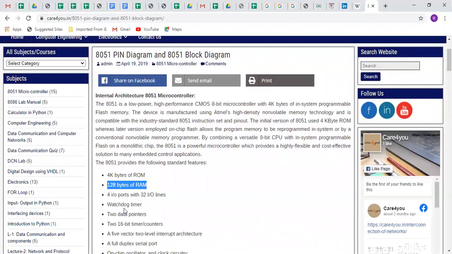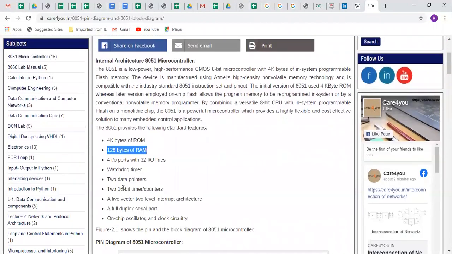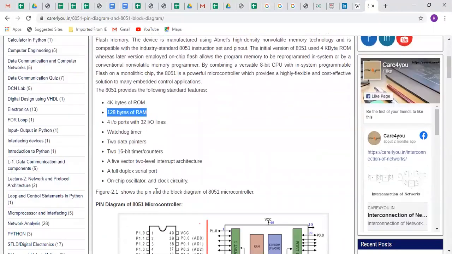It has an internal watchdog timer. It has 2 data pointers. It has 2 16-bit timers or counters. It has a 5-vector 2-level interrupt architecture. It has a full duplex serial port. That means the data can be simultaneously received and transmitted, and it has an on-chip oscillator and clock circuitry.